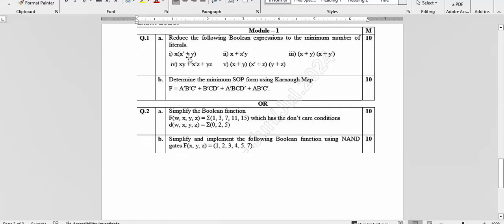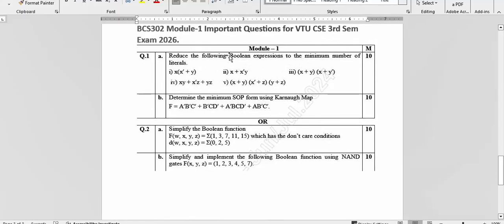It is a very minimal problem set, 5 problems are asked, each consisting of 2 marks. Okay, so you have to just simplify. If you try to solve this you will understand. Here you need to know some laws. Okay, don't worry, those laws are not that difficult. Once you solve these 5 problems, automatically you will know how to simplify or reduce a Boolean expression.